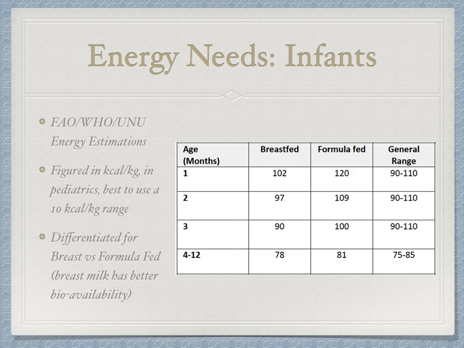If you have some experience with babies and want to create your own bracket, I suggest taking the recommendation as your middle target and then bracketing 10 around. As an example, for a breastfed baby that is 2 months old, the recommendation is 97 calories per kilo. If the baby were on the upper edge of the growth chart, I would probably recommend 90 to 100 calories per kilo. If they were on the lower range of the growth chart, I would probably recommend bumping that up to 95 to 105 calories per kilo.